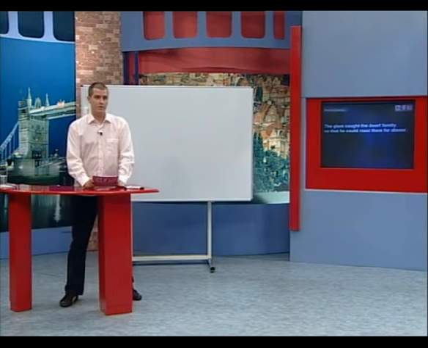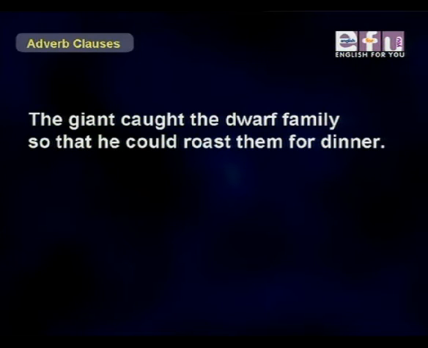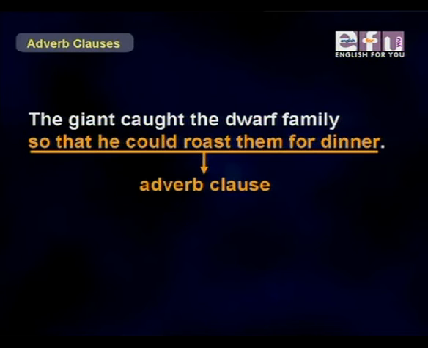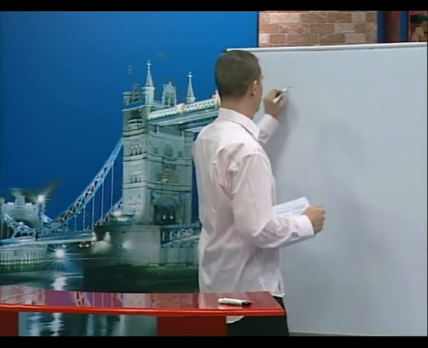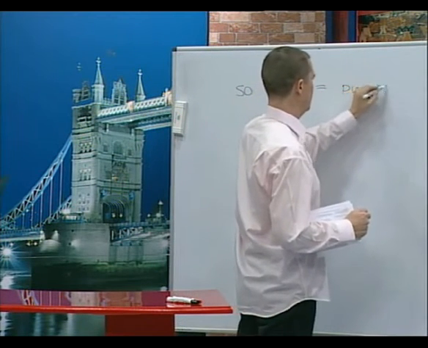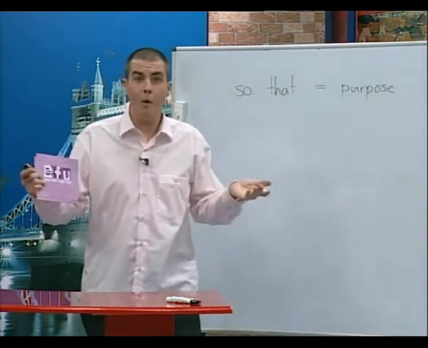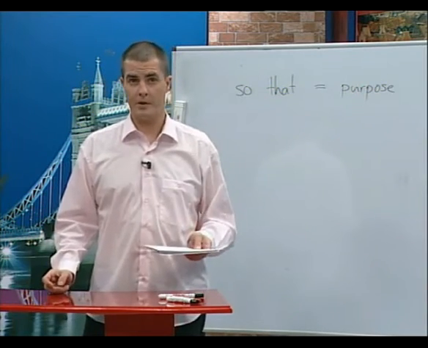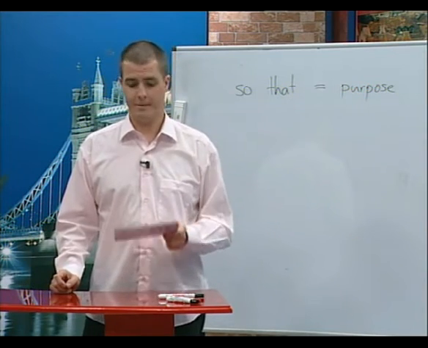Well, now let's look at adverb clauses which express purpose. Please take a look. The giant caught the dwarf family so that he could roast them for dinner. The genie granted the wish so that he could go back to his lamp. Now, in the first sentence, the adverb clause is so that he could roast them for dinner. So that expresses a purpose, or it answers the question, what for? The giant caught the dwarf family for a purpose. The purpose was to eat them for dinner.